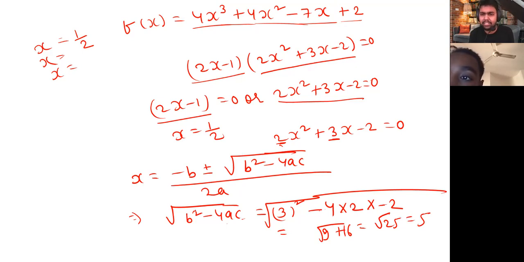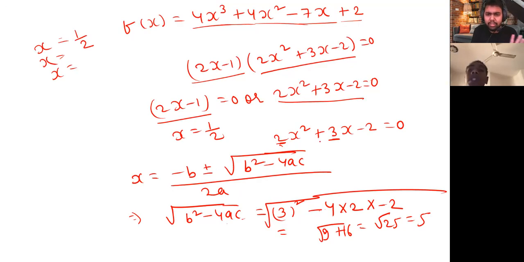Are you understanding? Now I would be solving minus b. This is b, this is a. Minus this b, plus 5. Just a second. So I have x equal to minus b plus or minus root over b square minus 4ac by 2a. Okay.